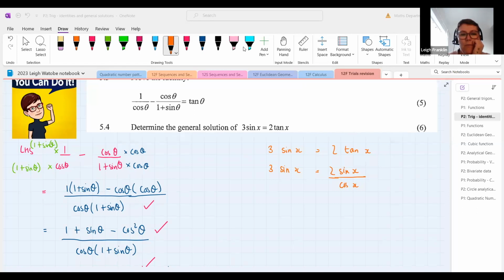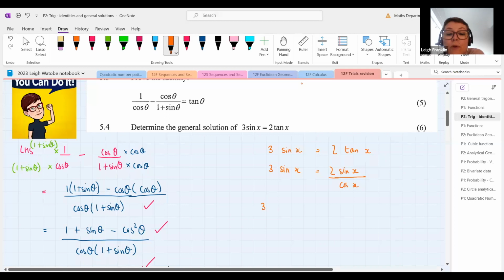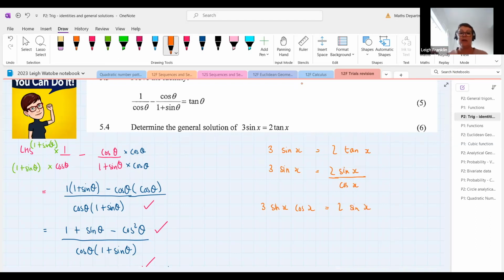There we go. That's it. Good. Nhlanhla, Mamelo, that's it. Multiply by cos theta on both sides. Lovely. Or cross multiply. It would give me the same idea. Okay, so if I cross multiply or multiply by cos x on both sides, it means I end up with 3 sine x cos x equals 2 sine x, like so.